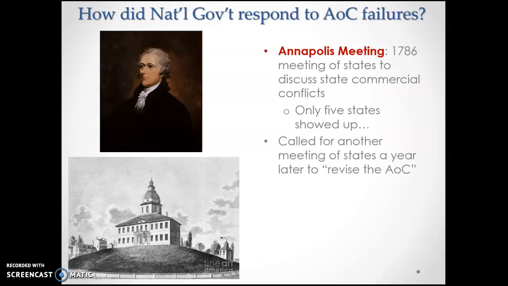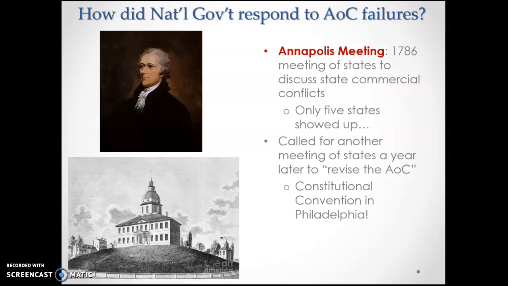And so another meeting of the states was called for a year later in 1787 with the express goal of revising the Articles of Confederation. And I want to be clear here that the original verbiage of the Annapolis meeting, where they got the other states to agree to show up a year later, was to revise the Articles of Confederation, to try to fix the problems that were so hamstringing the United States.